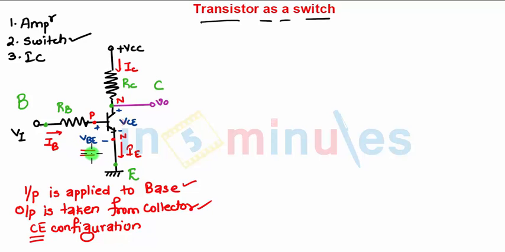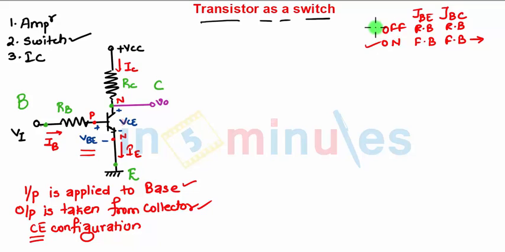Now, in order to operate as a switch, first we need to look at the base emitter junction. We have seen the transistor has two junctions, JBE and JBC. In order to turn it on, we need to forward bias both the junctions, that is, move it to the saturation region. The transistor should move to the saturation region, then only it is on, with maximum current. Whereas in order to turn it off, we need to make both the junctions reverse biased.